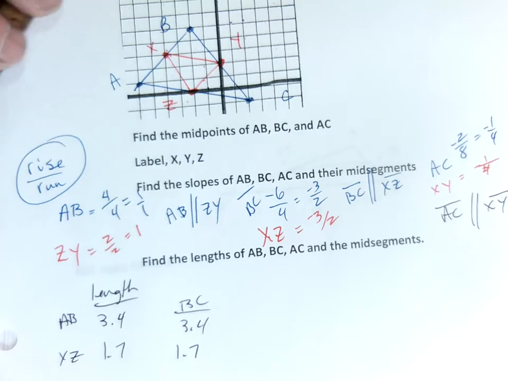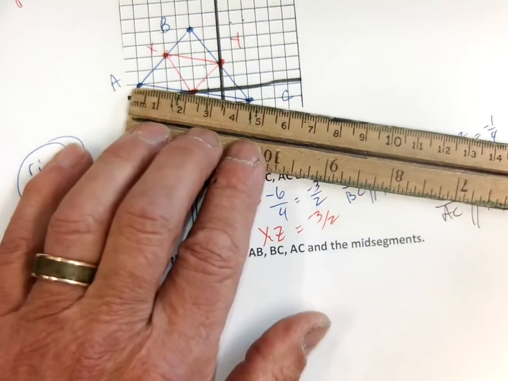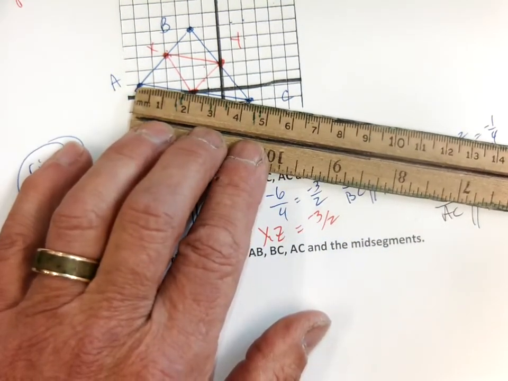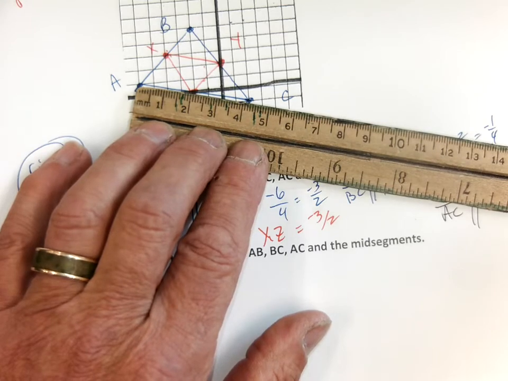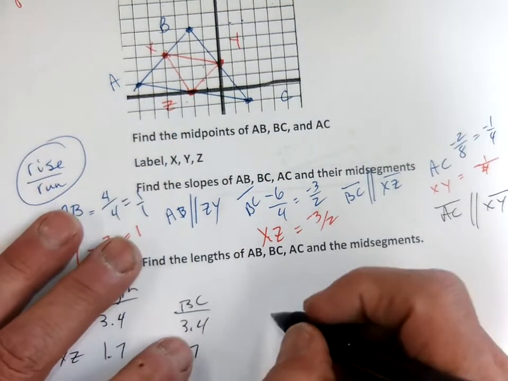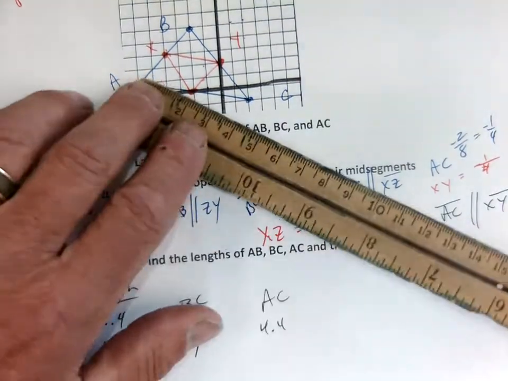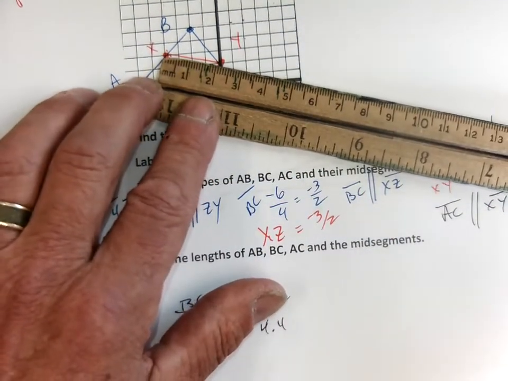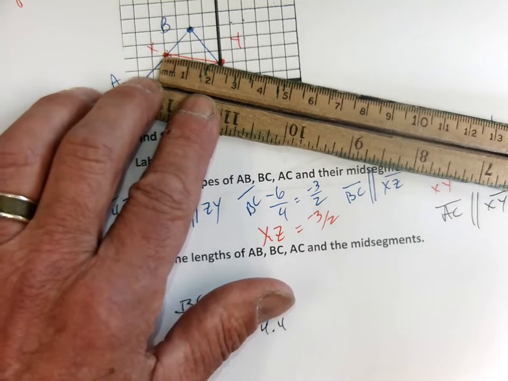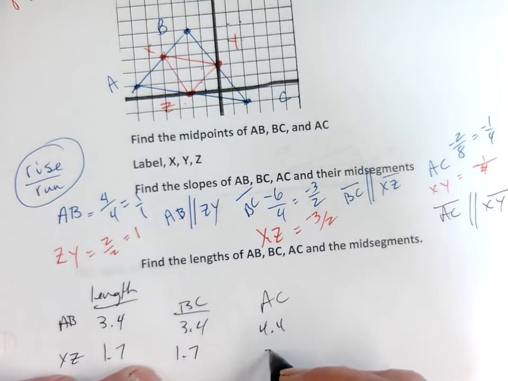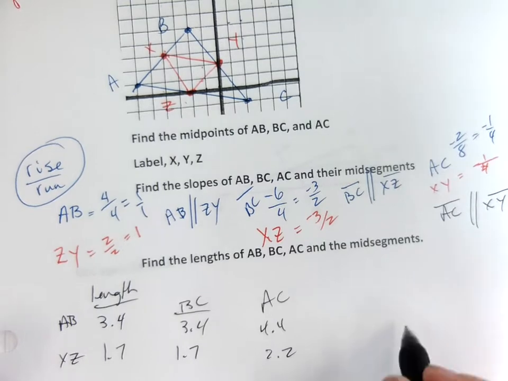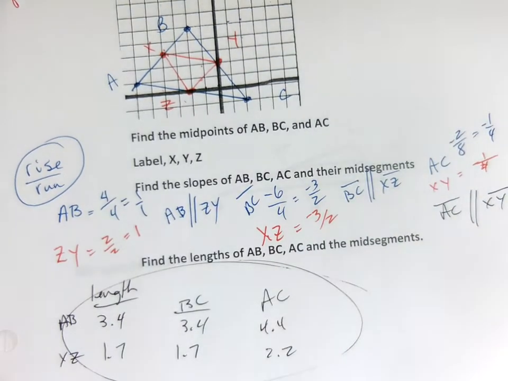Okay, then AB. I've done AB. Which one? Oh, I've done AC. Length of AC, I've got about 4.4. Yeah, it looks like 2.2, doesn't it? Sure does look like 2.2. So they are half, aren't they? Look at that. Half the distance. Awesome. So easy. You guys agree?